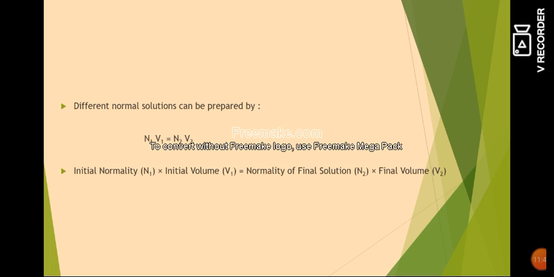Different normal solutions can be prepared by the formula N1V1 is equal to N2V2. N1 is the initial normality and V1 is the initial volume, and N2 is the normality of the final solution and V2 is the final volume.